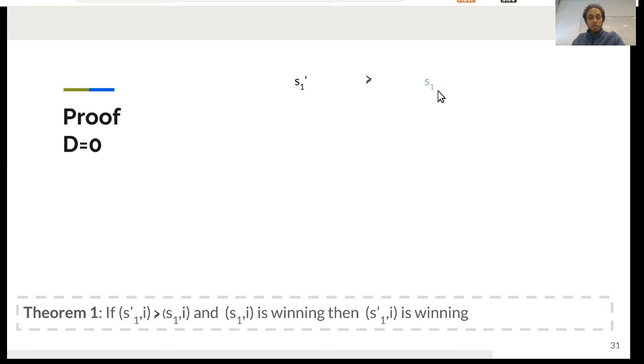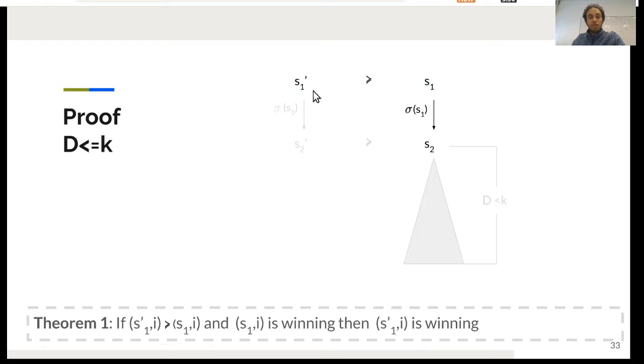If D is 0, which means S1 is a goal state, then by definition S1 prime is a goal state. On the other hand, if the distance of S1 is strictly positive, given the strategy sigma, then there must be a transition to a successor according to this strategy. Since S1 prime simulates S1, it can also take the same transition such that the resulting configurations are in the simulation relation. And since S2 by definition has strictly smaller distance, by the induction hypothesis it must be a winning configuration. This means S2 prime is winning, which in turn means S1 prime is winning.